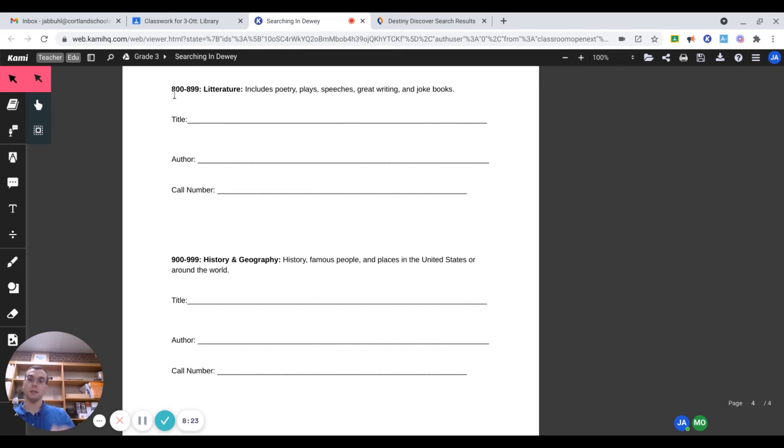Right, so for 800, this is not a big section that we usually focus on, but 800 is literature, so this includes things such as poetry, plays, speeches, and great writing. So I'd recommend maybe trying something for poetry because it's a big type of writing you'd find in the 800 section. You'd probably find a book that would fit for that.